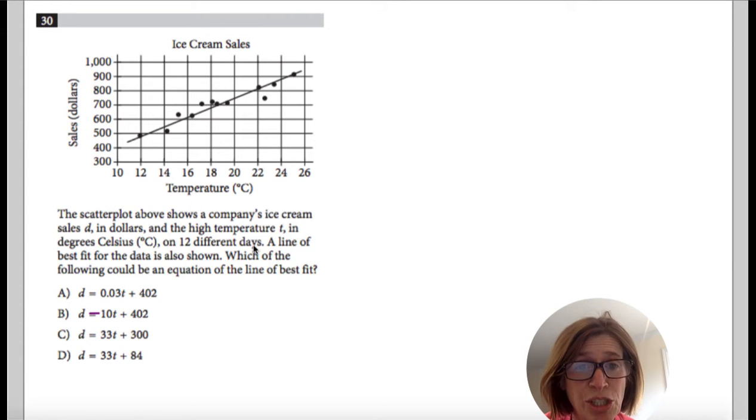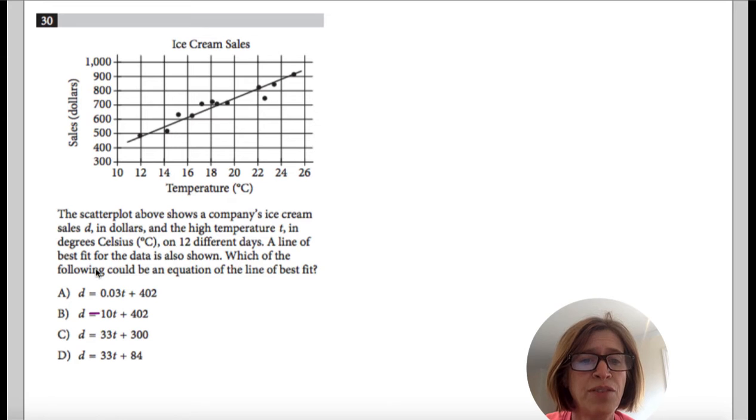So when looking at this question, we're given a graph with ice cream sales, the temperature in Celsius, and the sales that they make in dollars. We're given a scatter plot and a line. It says the scatter plot above shows the company's ice cream sales in dollars and the high temperature T in degrees Celsius on 12 different days. A line of best fit for the data is also shown. So we have two things happening. We have the scatter plot and we have a line of best fit.